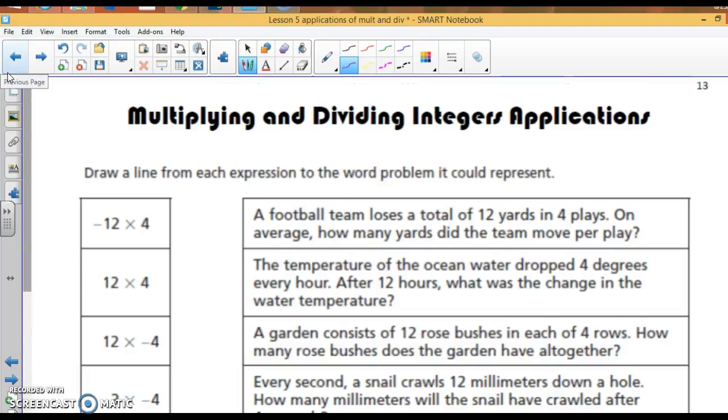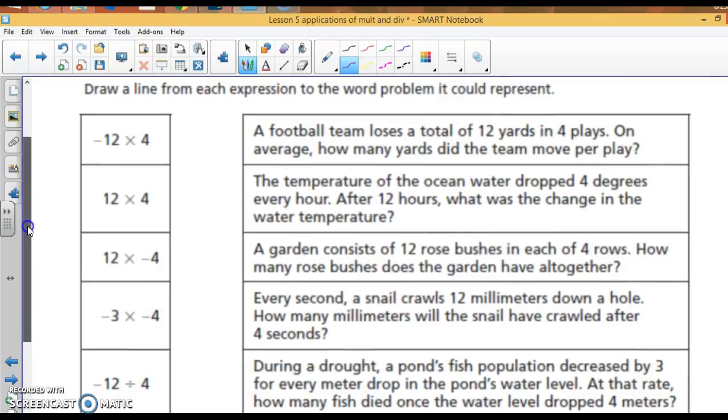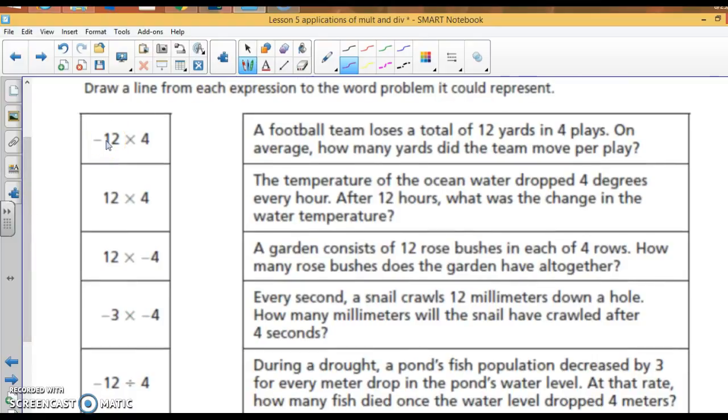All right. Here we go. Multiplying and dividing integer applications. Let's take a look at these problems. We're going to match this column with a real life situation that goes with it. I'm going to read the real life situation and then see which one it matches with.